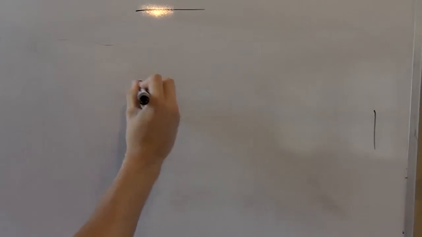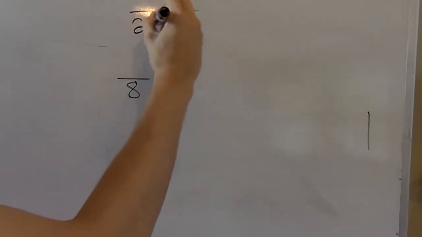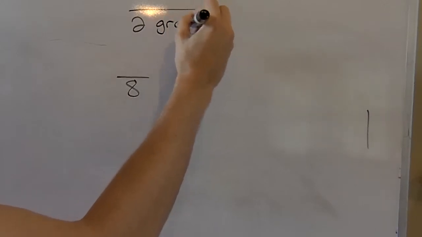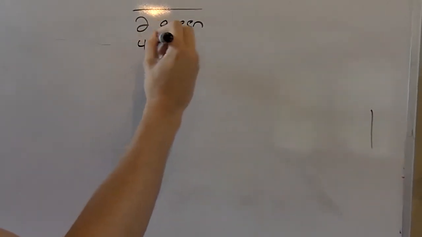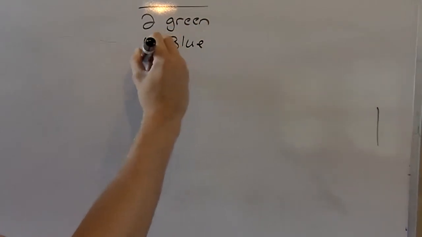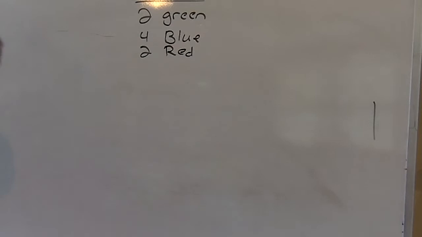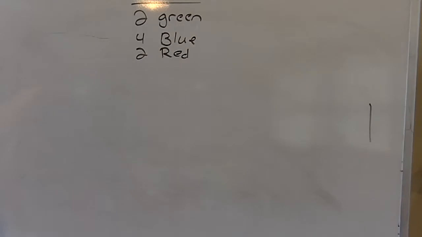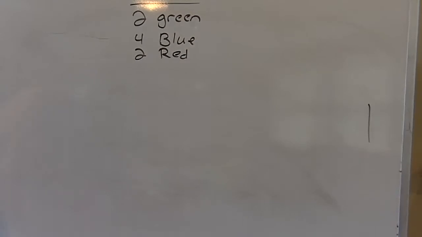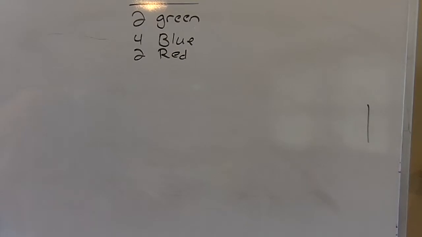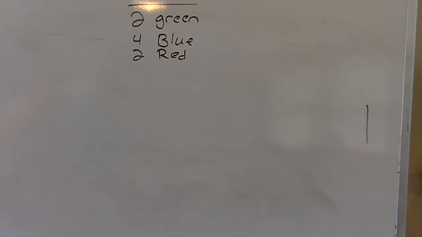In an independent event, if we're going back to the marble example, let's say we have 8 marbles again. And let's say there are 2 green, we have 4 blue, and we have 2 red in this bag. In an independent event, and this is what this video is going to be on, it's going to be on finding the probability of independent events. In an independent event, the outcome of one event does not influence the outcome of a second event.